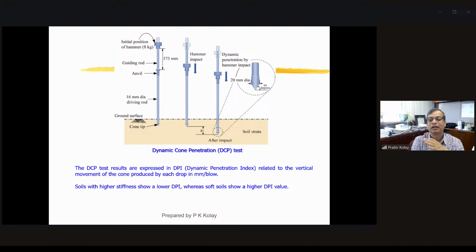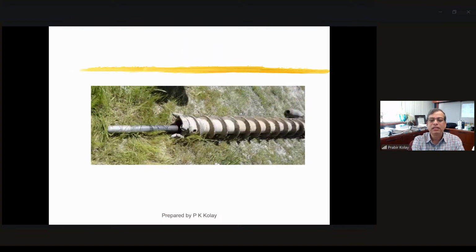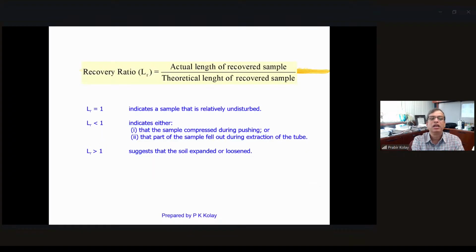People are using this, but there is a standard hammer that just falls into the ground. The height of fall is 575 millimeters. Depending on the soil type, how much the penetration is, there is a relation between that. From there, you can find out the dynamic penetration index. So you can easily calculate, and you have an idea what type of soil is at the site. So these are different boring methods, as I mentioned earlier.